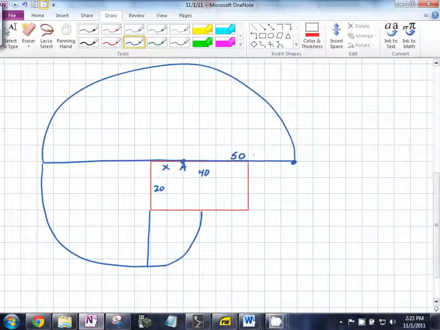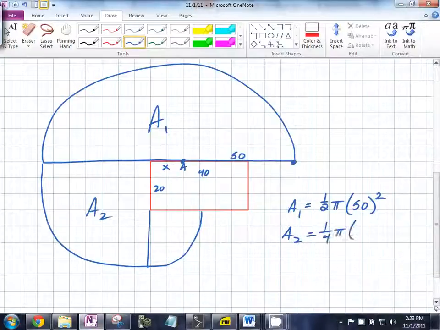Call that A1. A1 is going to be 1/2 of pi times the radius squared, right? 50 squared, correct? What's A2 going to be? It's going to be 1/4 of pi times the radius squared. What's the radius in this case? Nope. The radius is from here to there. We know that from here to here is 50, right? So what's the area from... 40. No, it's not 40. It's in terms of x. It's what? 50 minus x.